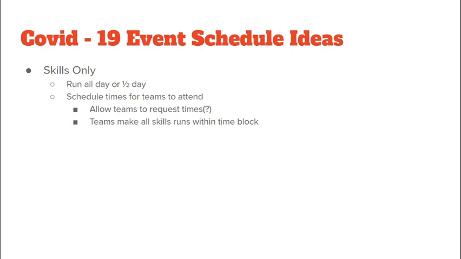I think you should be able to have maybe 8 teams in that block of an hour to do all their runs. So it sounds like with 8 teams, if you're going to do 4 hours, you could probably do 32 teams have their skills runs in a 4-hour time block. That might be a really good way for teams to get in all the runs.